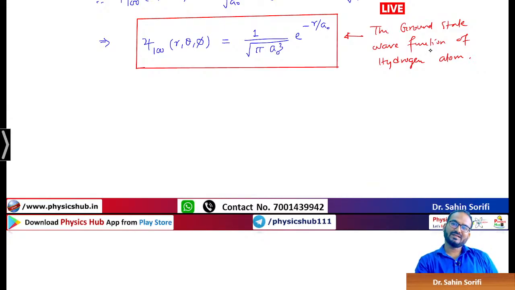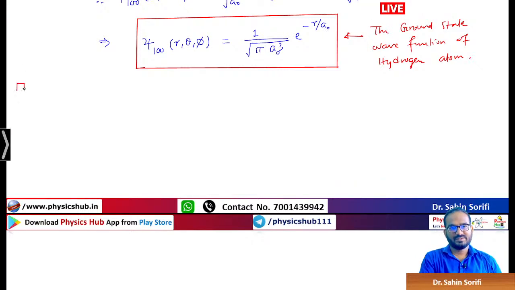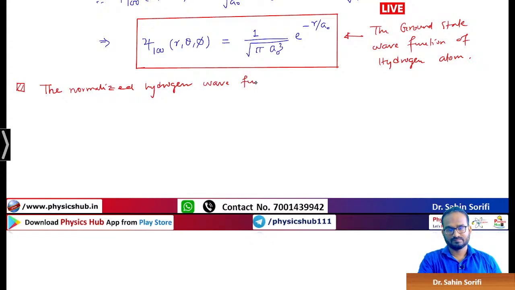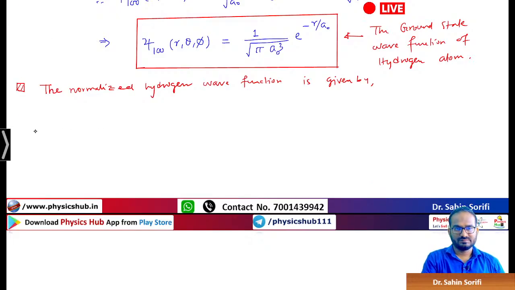This is just the ground state. We can write the most general expression for the wave function, but that is too much to remember. Okay, the normalized hydrogen wave function is given by this. I am just giving this formula for the sake of completeness, just for your information. You don't need to stress about it, because the equation is very stressful.